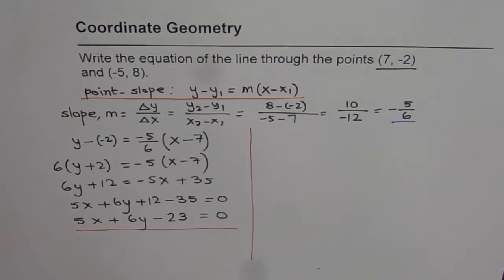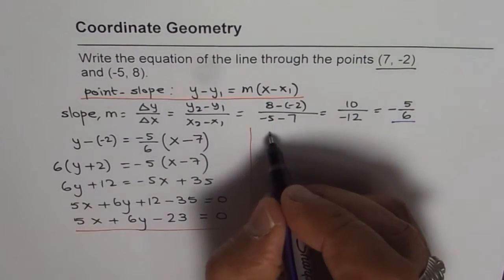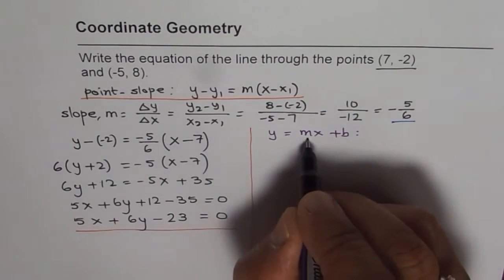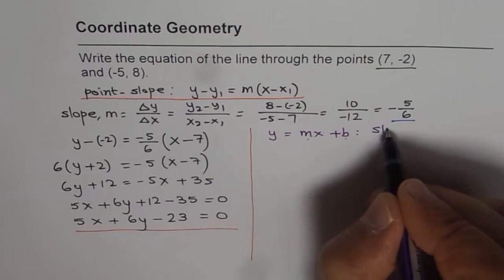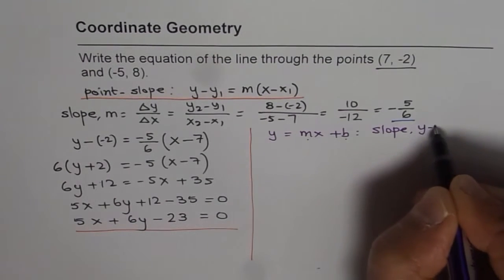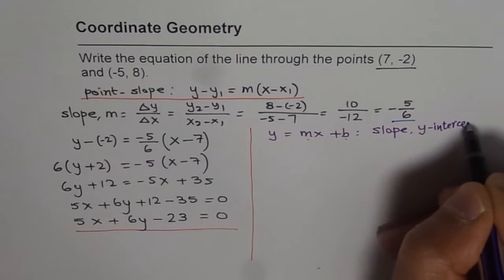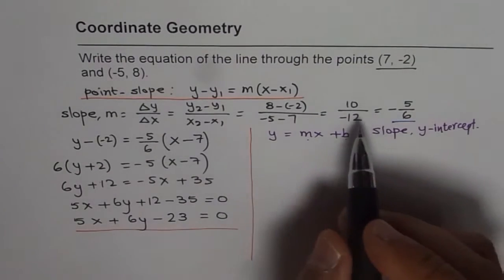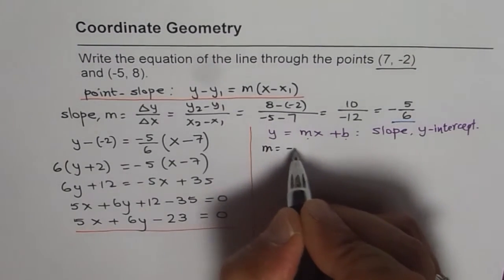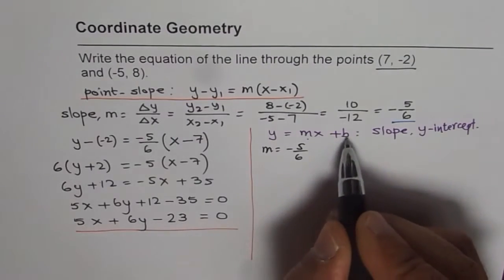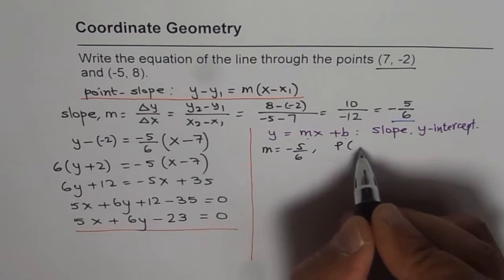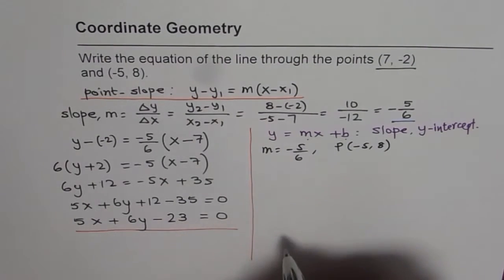And now I'll do the same question using the second method, and this time we will use y equals mx plus b, and this is slope and y-intercept form of the equation, right? Now we have already calculated slope, which is minus 5 over 6. To find b, we'll use one of these points. Let me use (minus 5, 8) this time. So the point we'll use is (minus 5, 8).